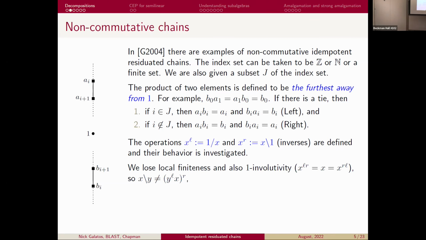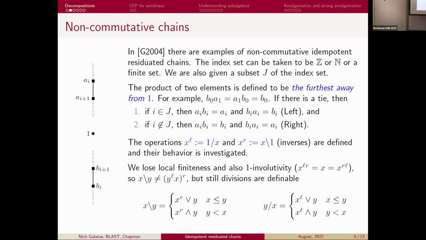But you also lose the involutivity, the fact that if you combine one inverse with the other, it gets you back. You don't have that anymore. And the divisions are not expressed in the previous way, but they are still first order definable. So I'm going to get back to this example at the end of the talk.